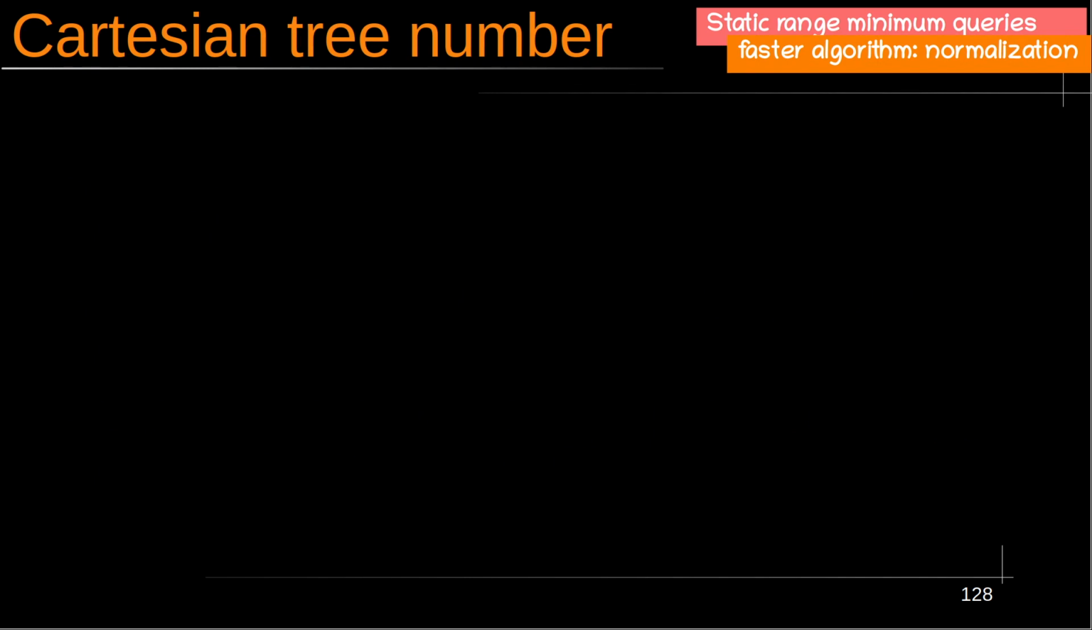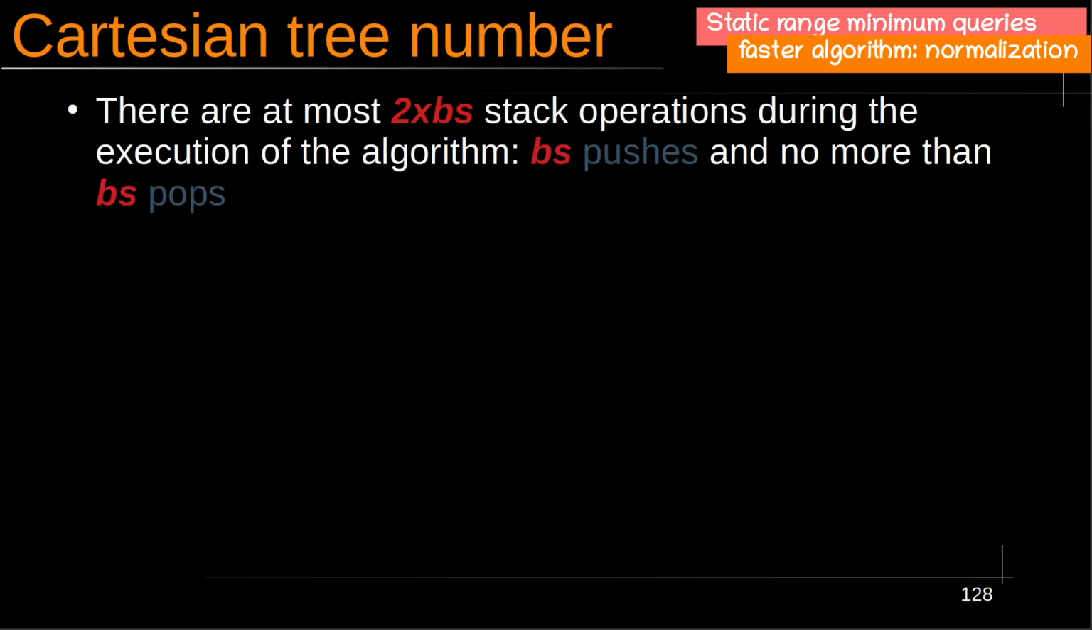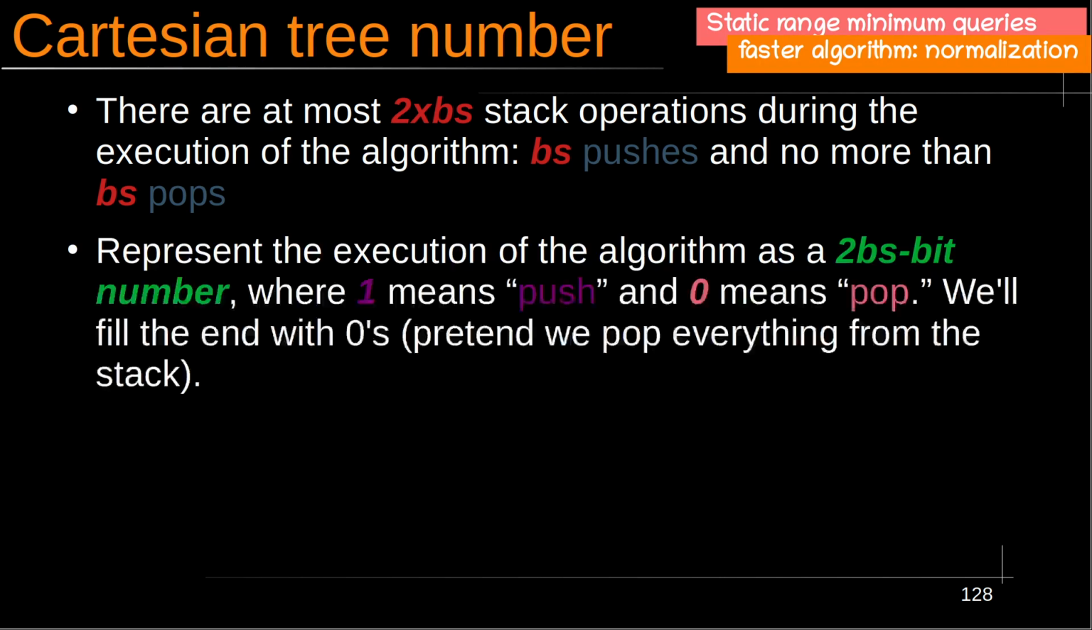Keep in mind, guys, that the Cartesian tree will help us to normalize our blocks. What's the Cartesian tree number? There are at most 2 times bs stack operations during the execution of the algorithm. We have bs pushes and no more than bs pops, where bs is the size of the block. So we can represent it as a binary string of length 2bs bits, where 1 means a push and 0 means a pop. And we will fill the end with 0s, pretending we pop everything from the stack.